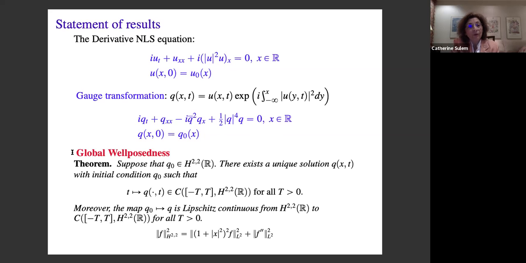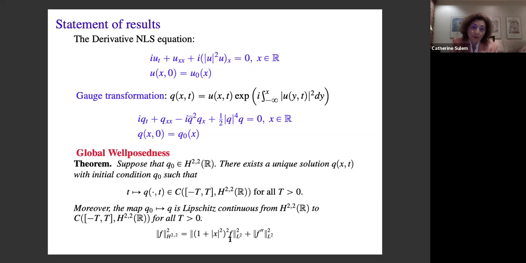So the first result, in fact, that's the one that was the hardest, that was the last we obtained only recently. It's the global well-posedness for general initial condition without any additional conditions. So we assume that Q0 is in H22. So it is a quite restrictive assumption. Here is the H22 norm. It's quite an assumption on the smoothness and decay.